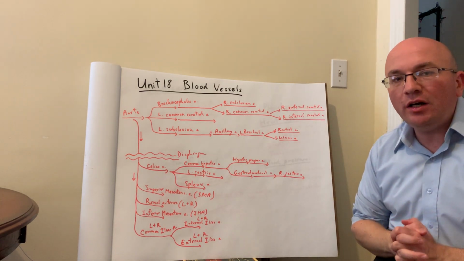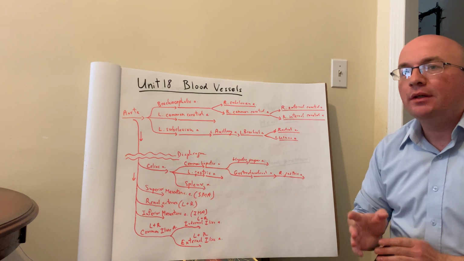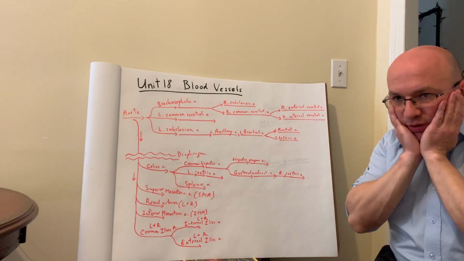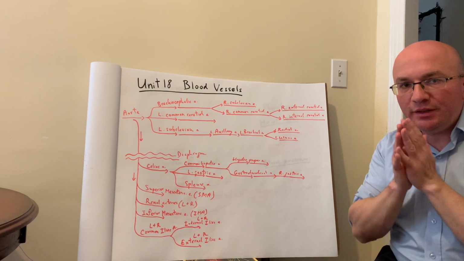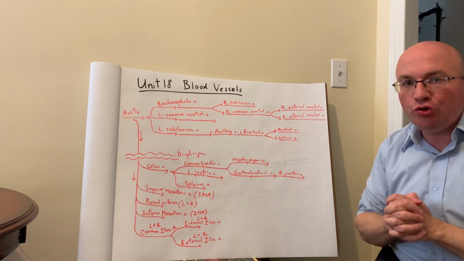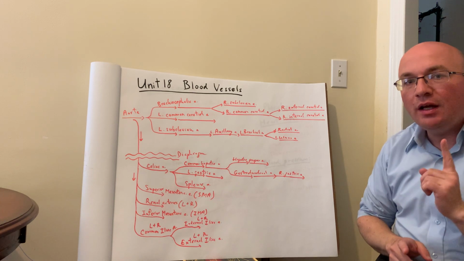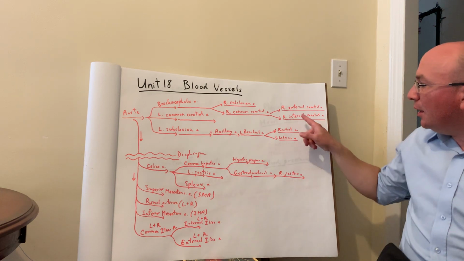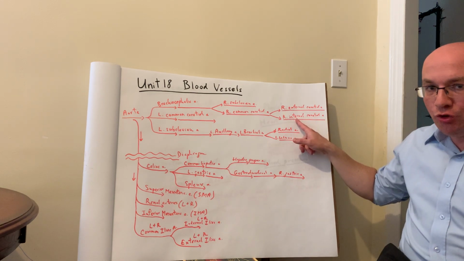The external carotid artery supplies all the features in the head besides the brain. So the bony skull, the muscles of the face, the skin, all the rest of the structures. The brain, on the other hand, has its own blood supply provided by the internal carotid.